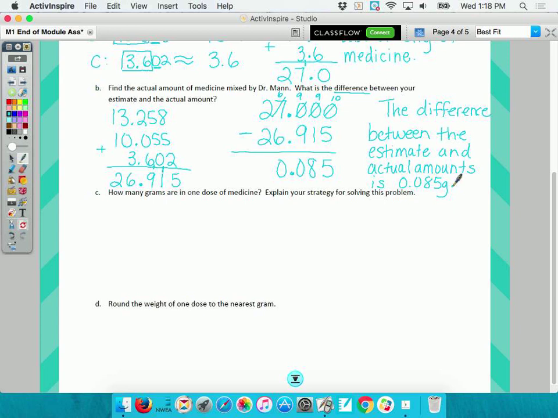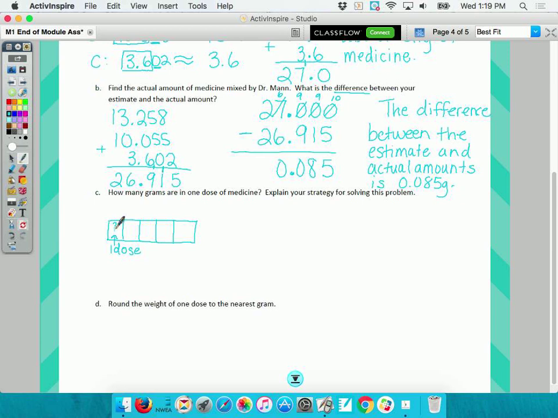How many grams are in 1 dose of medicine? How many doses did he make? Divide. Okay. So here's what I want to do. You know how I like to organize my thinking. Okay? This would be like 1 dose of medicine right here. 1 dose. Right there. And that's what we have to find out.